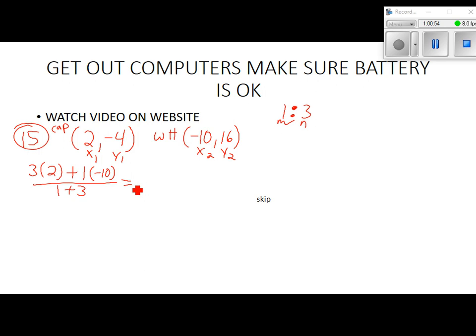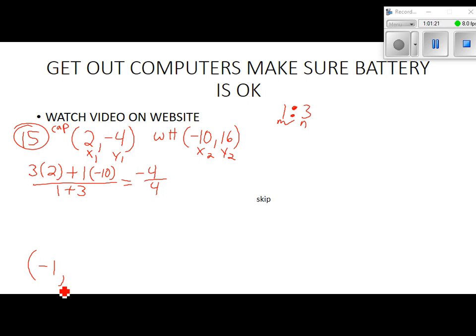What's that give us? What's on top? -4. What's on bottom? 4. What's that give us? -1. So that's our X coordinate. Do the same thing for the Y's.